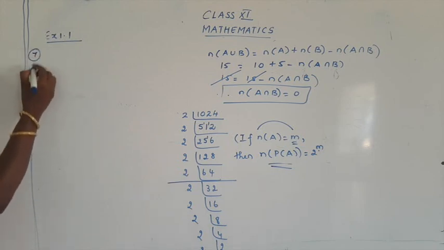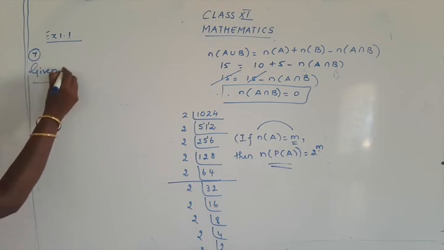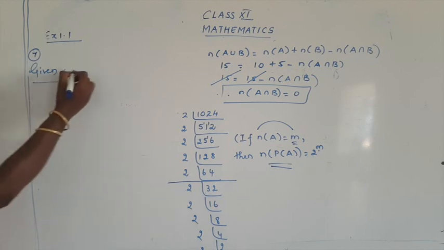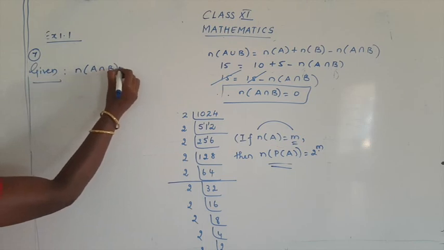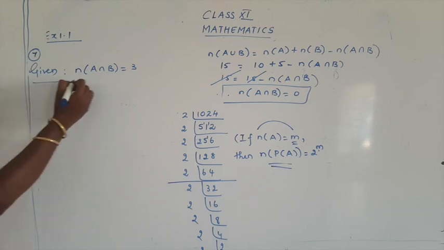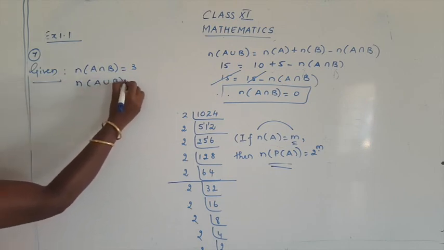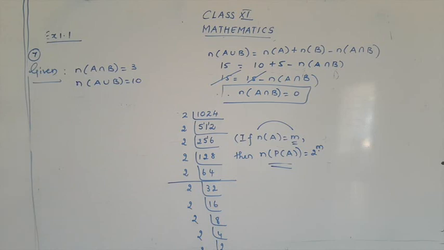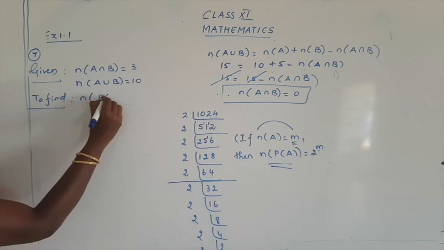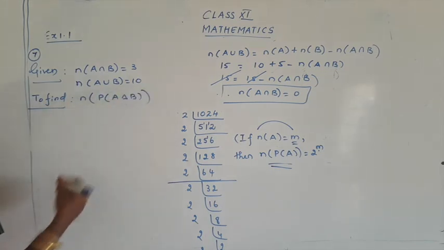Now let's go with the sum. Under question number 7, write the given part. From the question, find out what is given. n(A ∩ B) is equal to 3. n(A ∪ B) is equal to 10. This is the details given to us. Then what are you going to find out? To find n(P(A Δ B)).